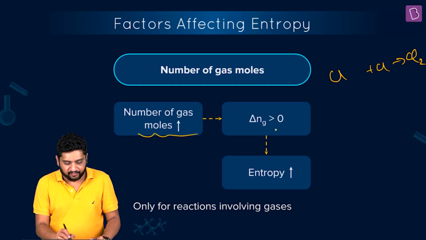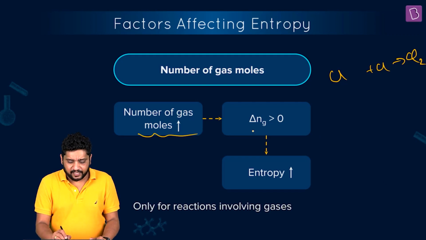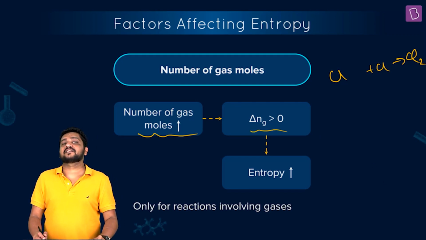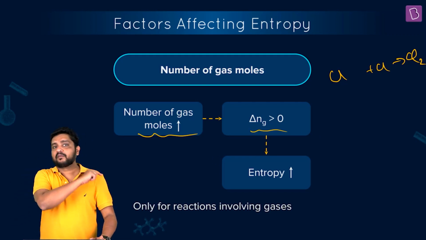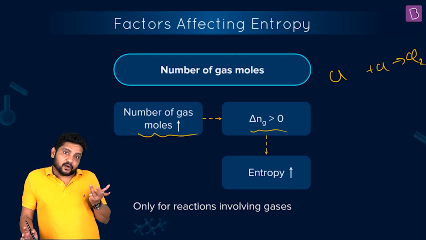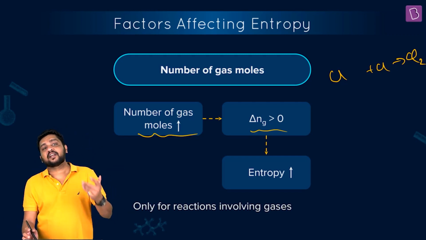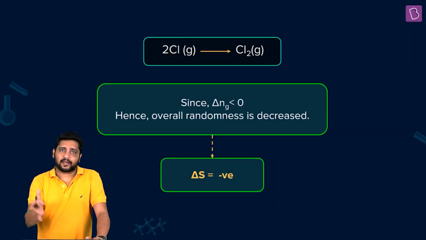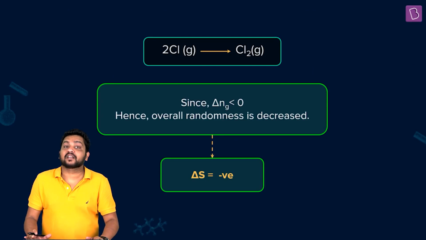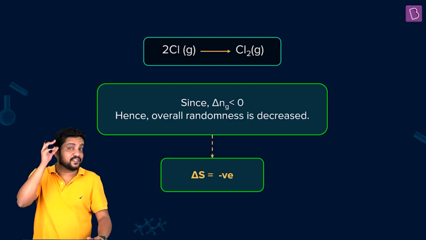So as your number of gas molecules increase, we can say that entropy will increase. So delta Ng greater than 0 implies there is an increase. Delta Ng, what is delta Ng? Number of moles of gas products minus number of moles of gas reactants. If it is positive, we can say entropy will increase. If it is negative, we can say that entropy will decrease, right? So this is obviously primarily related to gases that we are speaking about. If there are solutions and all, there are other factors, mobility and all of these are there, right?